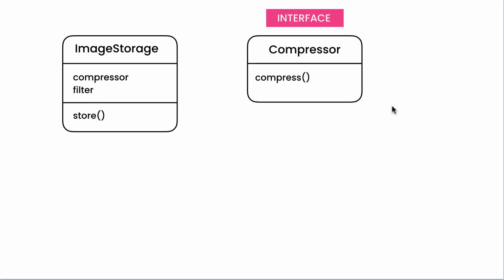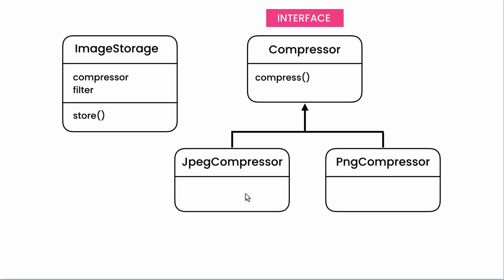So we can introduce an interface called compressor with a single method called compress. Then we create classes that implement this interface, such as JPEG compressor and PNG compressor. With this structure, we are following the open-close principle. So if tomorrow we want to support a new image compression algorithm, we simply create a new class that implements the compressor interface. So we can extend our application by adding a new class and not by changing an existing one, okay?